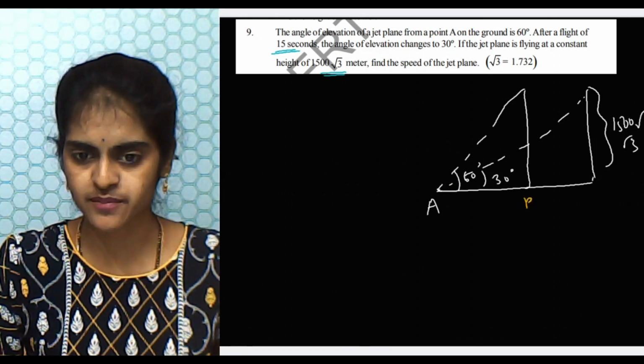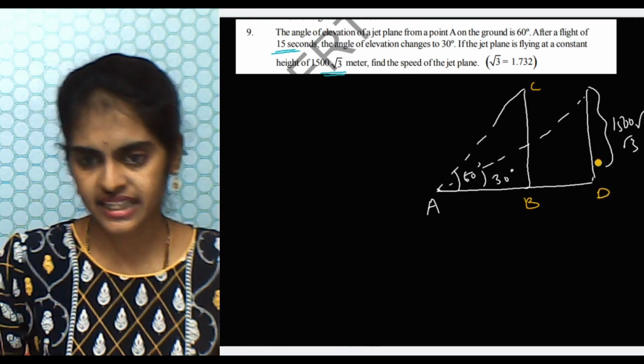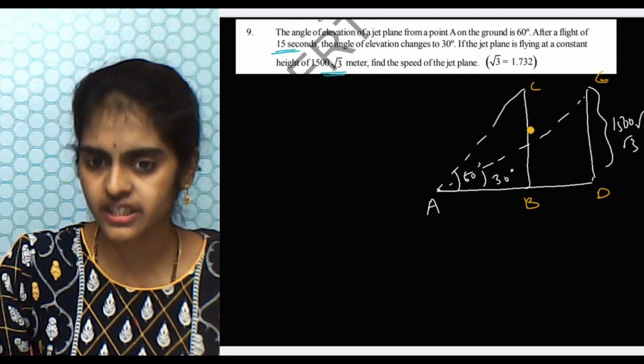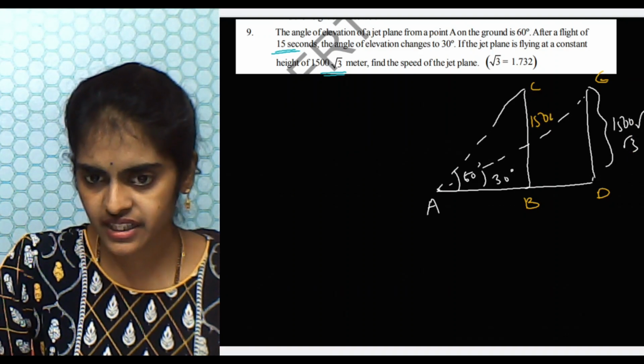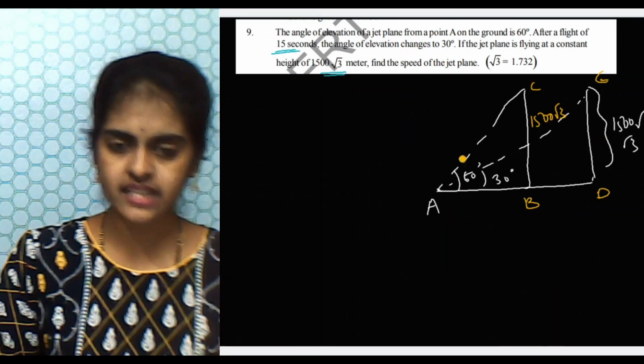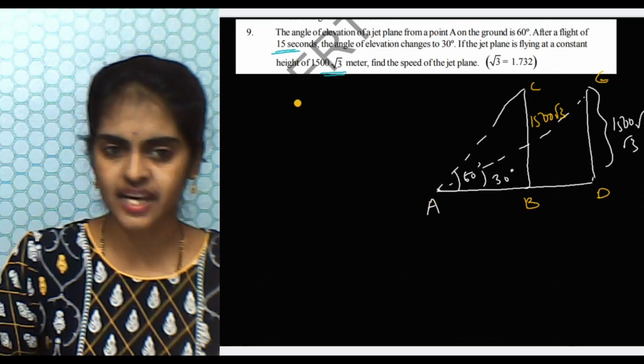So here you can see, let this be B, C, let this be D, E. Okay, taking these two triangles, now this is 1500 root 3, so BC is also 1500 root 3, because the height is constant, is given. Yes, so let us take first in this triangle ABC.